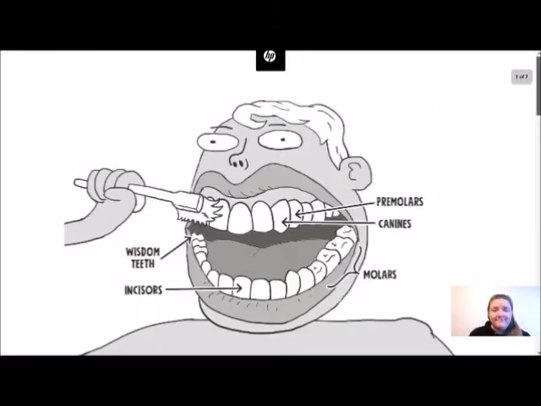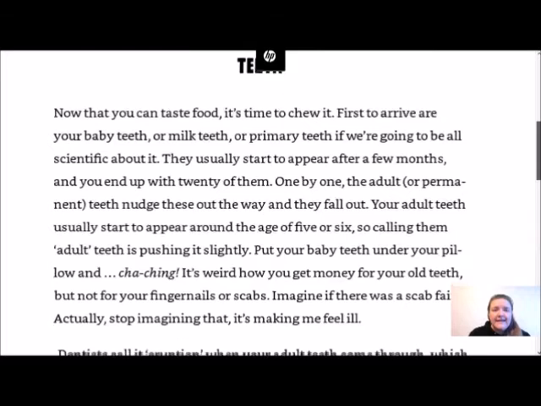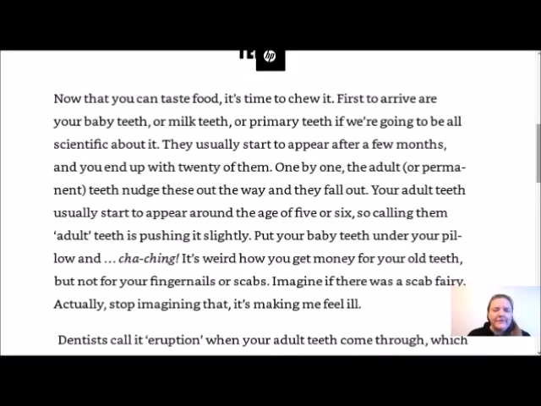Right, let's get reading. Teeth. Now that you can taste food, that refers to the previous chapter, it's time to chew it. First to arrive are your baby teeth, or milk teeth, or primary teeth if we're going to be all scientific about it. They usually start to appear after a few months, and you end up with 20 of them. One by one, the adult or permanent teeth nudge these out of the way, and they fall out. Your adult teeth usually start to appear around the age of 5 or 6, so calling them adult teeth is pushing it slightly. Put your baby teeth under your pillow and cha-ching!